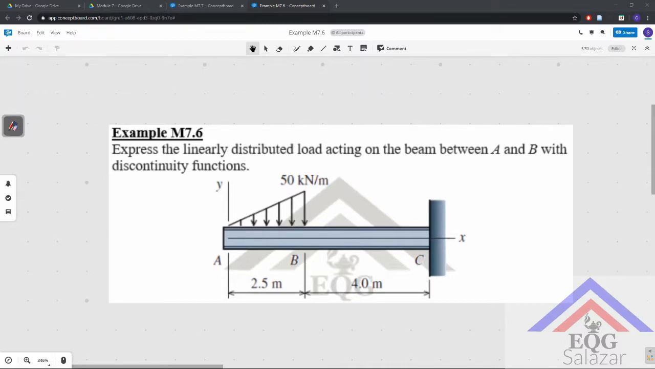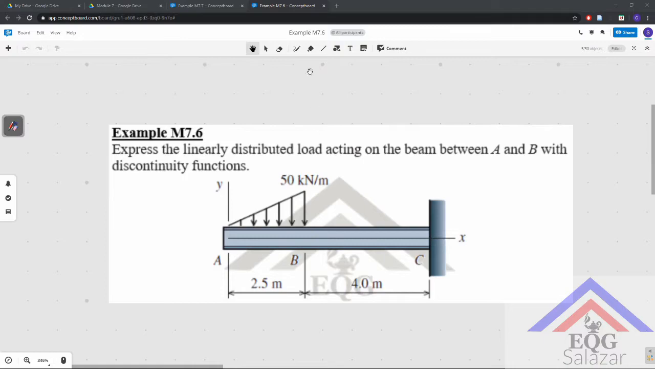Example M7.6: express the linearly distributed load acting on the beam between A and B with discontinuity functions. Okay, so we are yet again presented with another dilemma that branches out on the uniformly distributed load that is discontinuous on a span, from example M7.5.